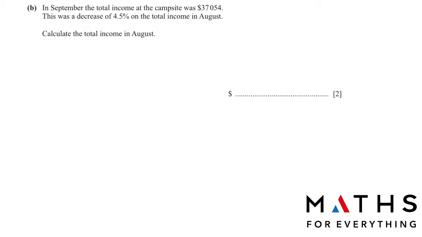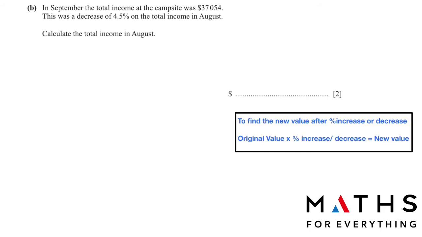There is a formula that we can use. If you want to find the new value after a percentage increase or decrease, whatever your starting value is, we multiply by the percentage increase or decrease and we get the new value. Now in this case, we have the new value and the percentage decrease, and we want to find the original value. So the price in August, let it be X, and the percentage increase or decrease. We are having a decrease here.